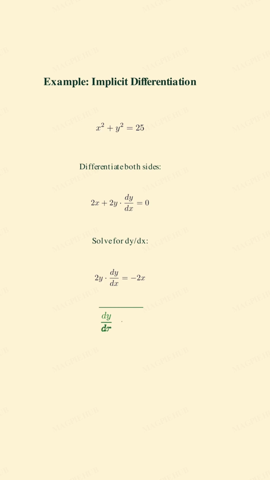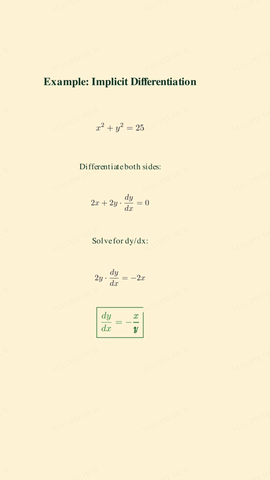Example. Find dy by dx for x squared plus y squared equals 25. Differentiate both sides with respect to x. Derivative of x squared is 2x. For y squared, use chain rule: 2y times dy by dx. Right side, derivative of 25 is 0. So we get 2x plus 2y times dy by dx equals 0.